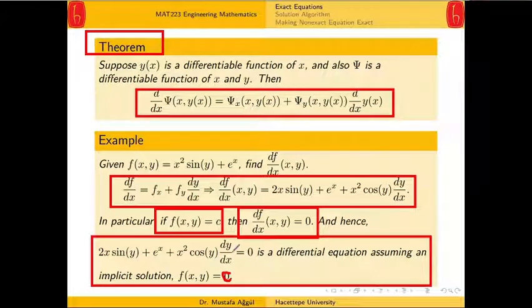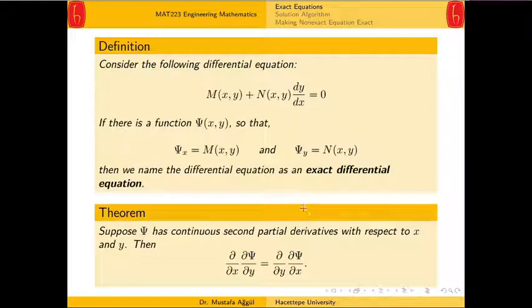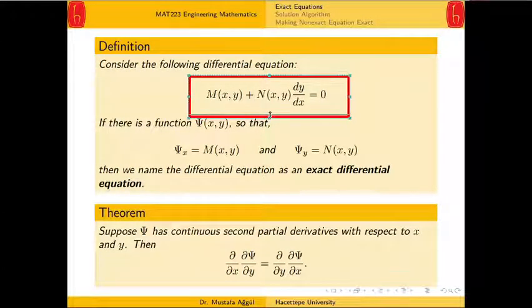Okay, so let's proceed. Now definition, consider the following differential equation. We have some function of x and y plus some other function of x and y times dy dx is equal to 0. We have to have 0 here. If it's not 0, we can move the terms to the left hand side and combine them with m, and it will be 0 eventually. And this has to be a first order differential equation. There's no other derivative here, and the only derivative involved in the equation is this derivative.